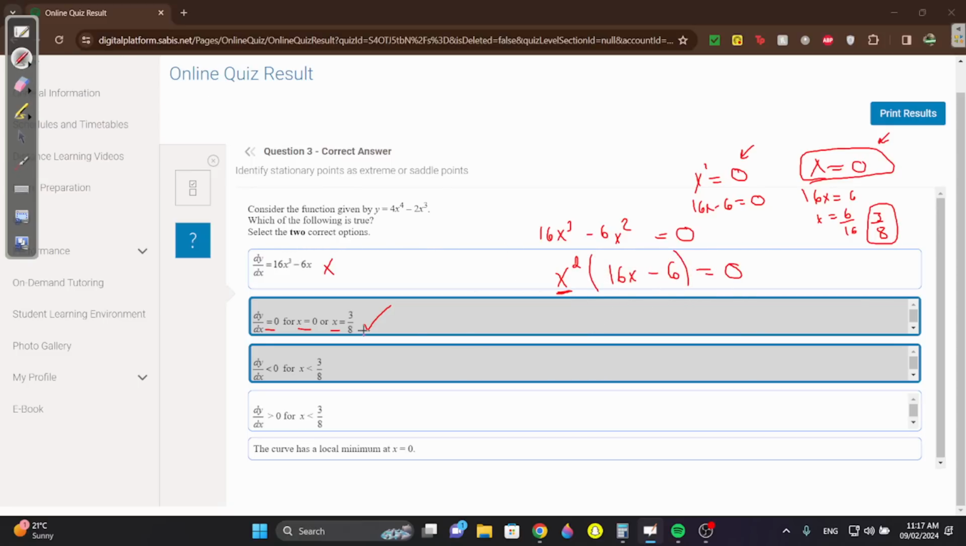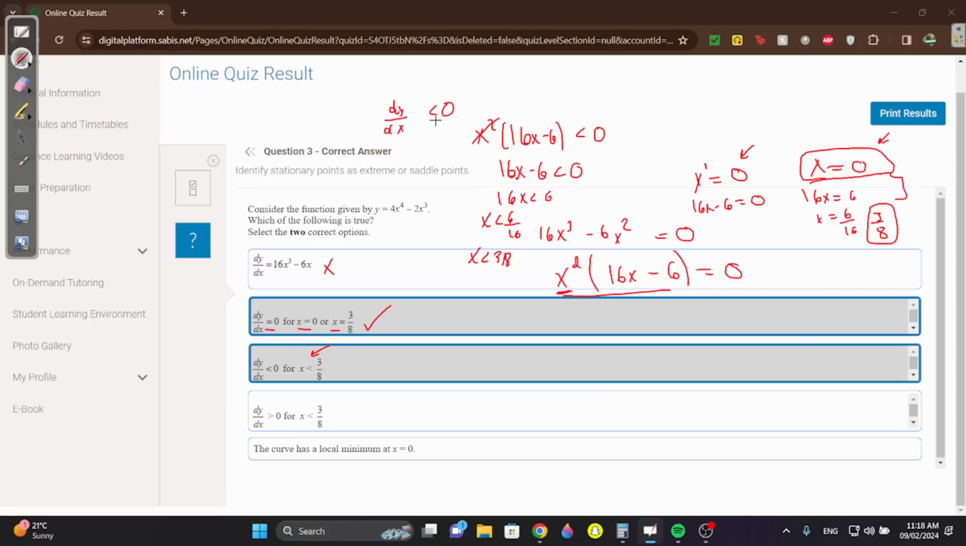But you have to know whether these are minimums or maximums, right? Okay. First, let's go through the options. dy over dx is less than 0, yeah, less than 0, for x less than 3 over 8. How do you do dy over dx less than 0? You have to solve this: 16x minus 6 less than 0. You cancel out x squared, you get 16x minus 6 less than 0. You get 16x less than 6 because you took 6 to the other side. You get x less than 6 over 16, which is 3 over 8.